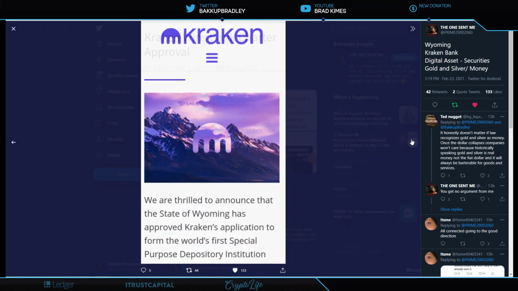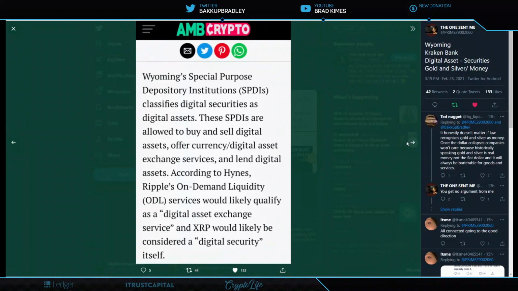We are thrilled to announce that the state of Wyoming has approved Kraken's application for the world's first special depository institution. Now, that's interesting, because then you have to start asking yourself what that is. We'll get to that in just a second. Wyoming Special Depository Institutions classify digital securities as digital assets. These SPDIs are allowed to buy and sell digital assets, offer currency, digital asset exchange services, and lend digital assets.